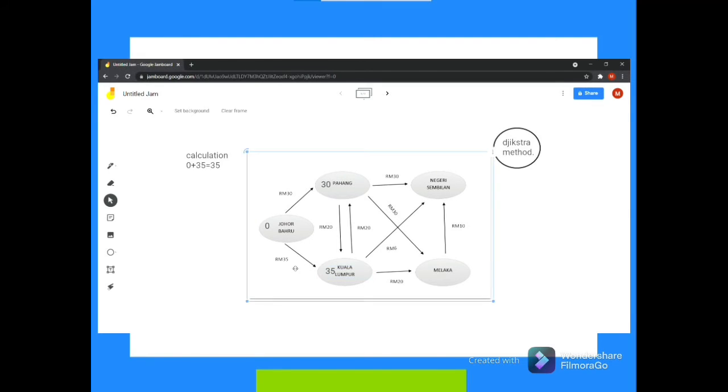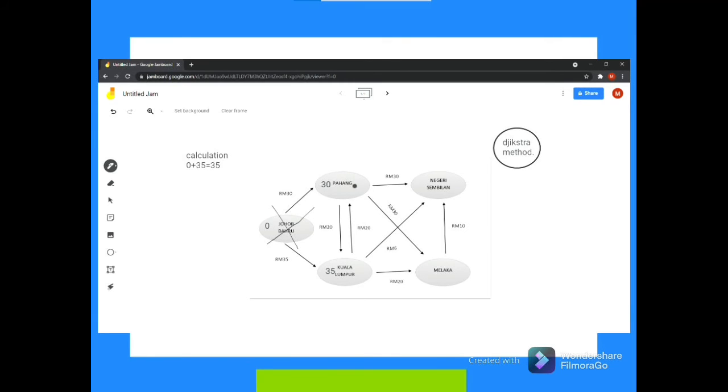Okay, after that we mark Johor Bahru with an X, so it is counted as visited. Next, we will choose the lowest price as the current vertex. So compare 35 to 30. 30 is lower than 35. So we choose Pahang as the current vertex.